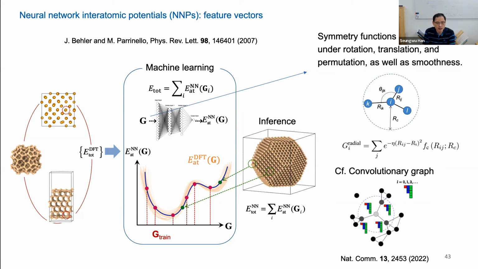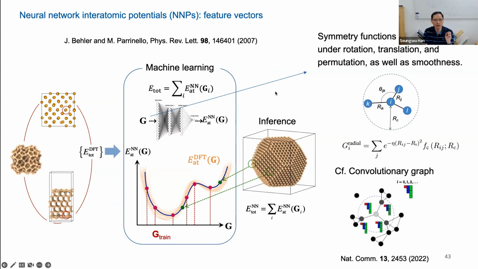And here they have encoded such a local environment into a set of functions, so-called symmetric functions, which guarantee invariance under rotation, translation, or permutation. So this basically reflects the distance distribution and also the angle distribution around a certain atom. Or recently there is another descriptor called the convolutional graph, which we think is quite powerful, but this is much more expensive or more complicated than the symmetric function.